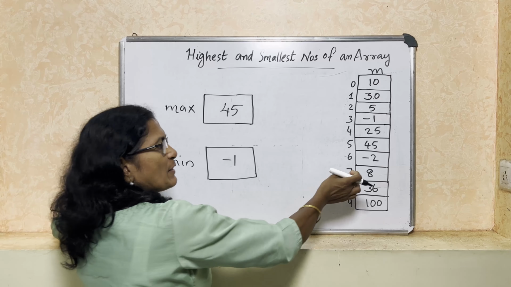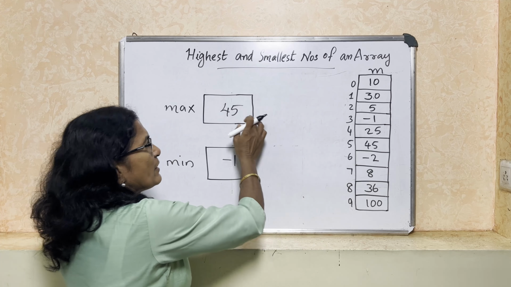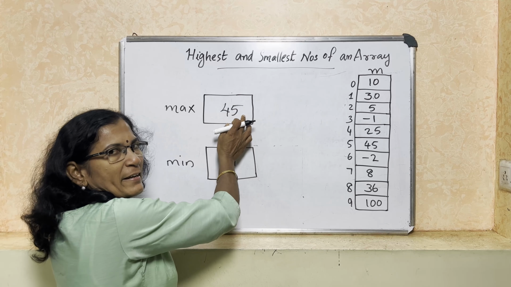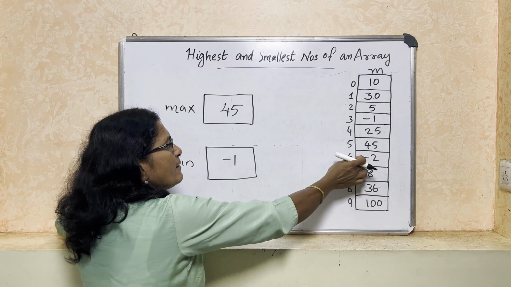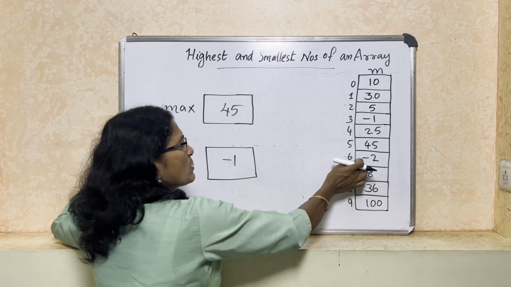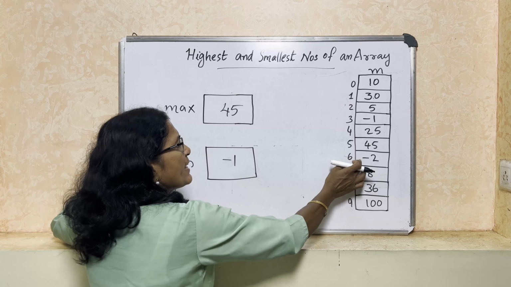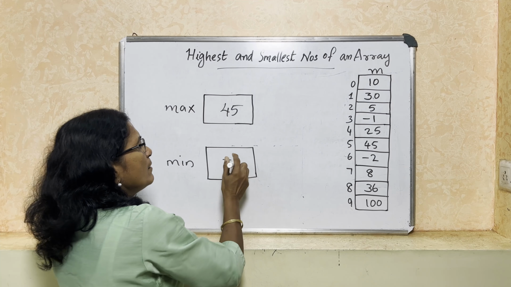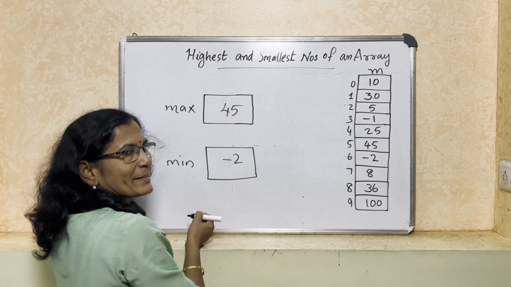Take the next value of the array, that is minus 2. Check whether minus 2 is greater than 45. Minus 2 is not greater than 45. Check whether minus 2 is less than minus 1. Yes, minus 2 is smaller than minus 1. So assign that value to min. So min becomes minus 2.